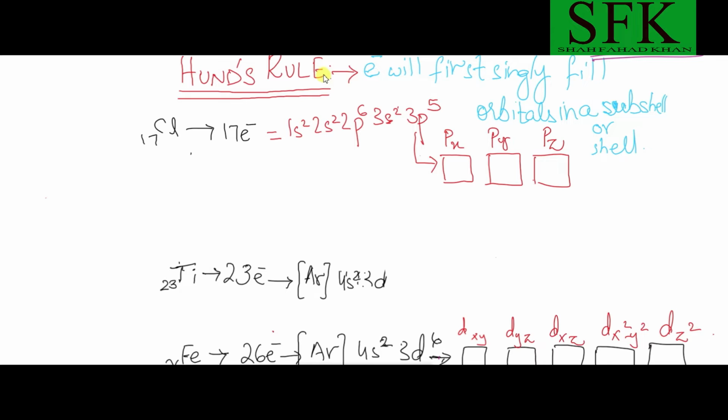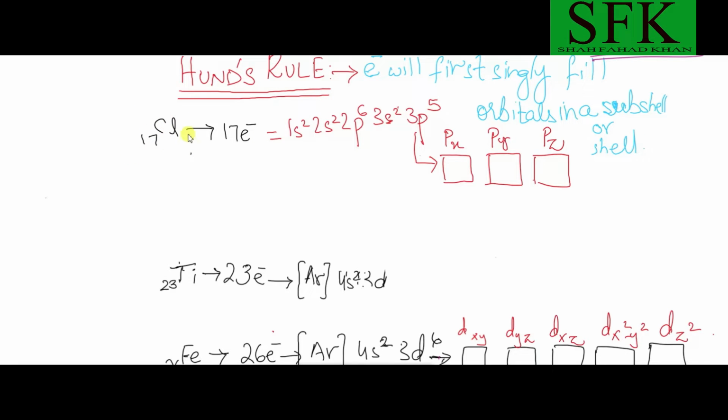Learn about Hund's rule. Hund's rule is used to fill electrons within the orbitals of specific subshells. Hund's rule says that the electrons will first be singly filled in the orbitals in a subshell, and then they'll get paired with an opposite spin in the same orbitals.